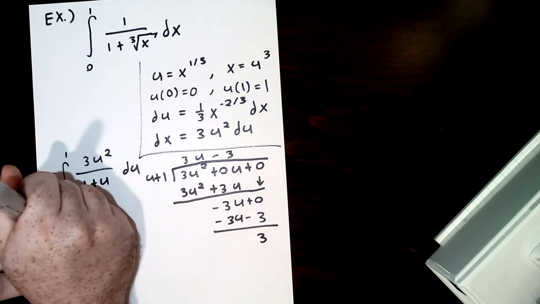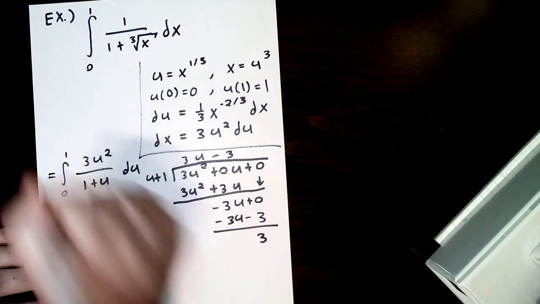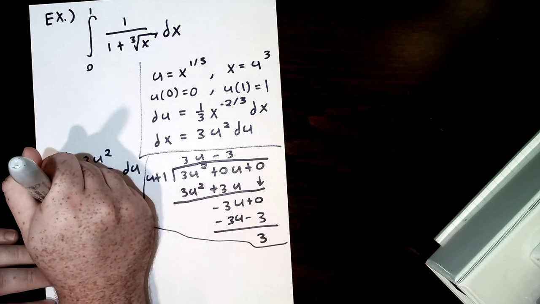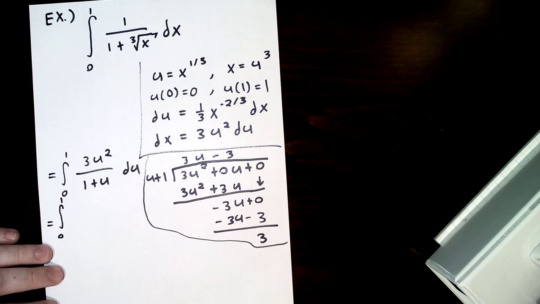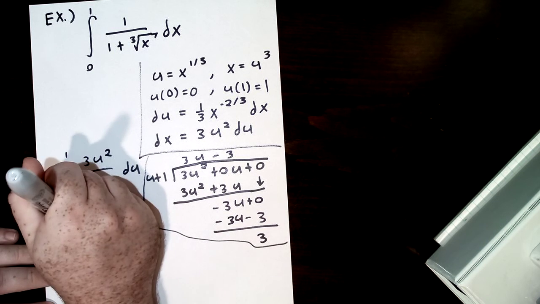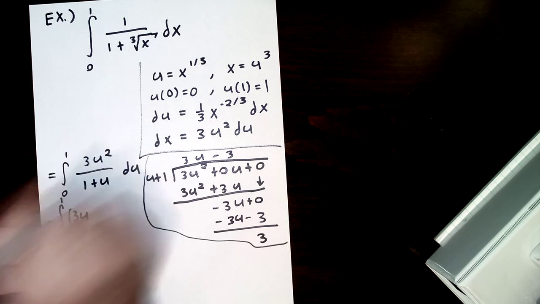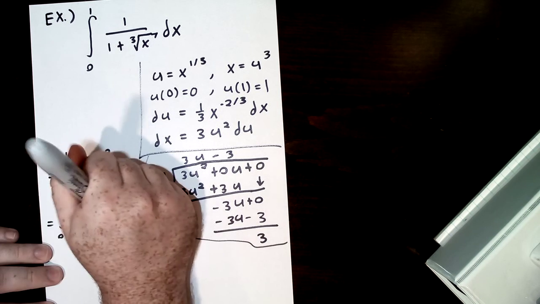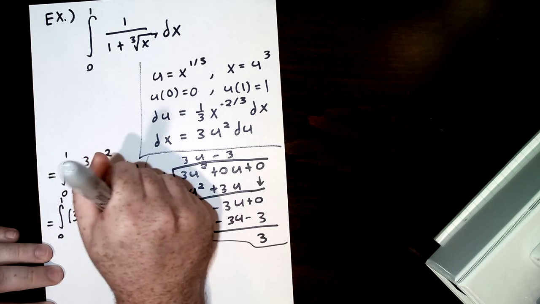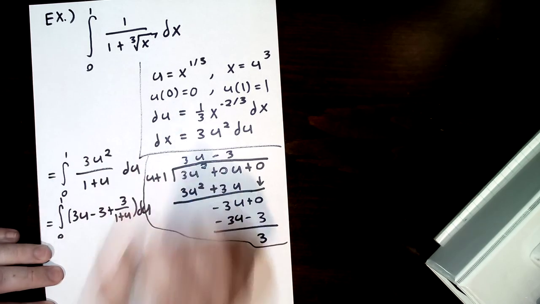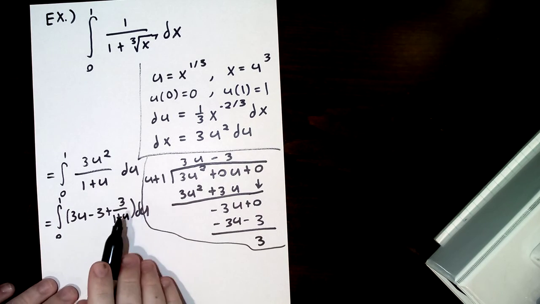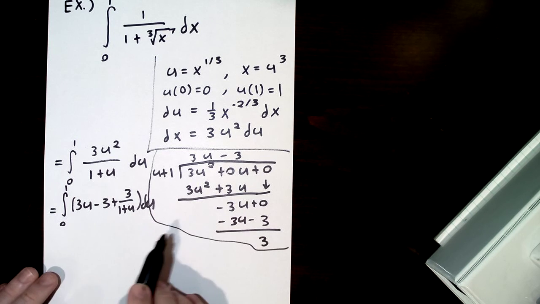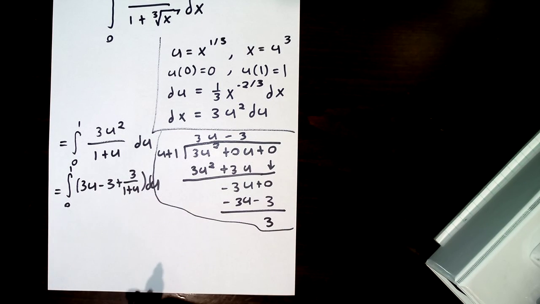So this is going to be equal to the integral from 0 to 1 of 3u minus 3 plus 3 over 1 plus u du. I do apologize if you can't read that, but it's 3u minus 3 plus 3 over 1 plus u du. This is a very simple integral to evaluate.